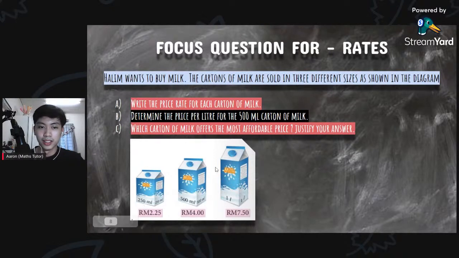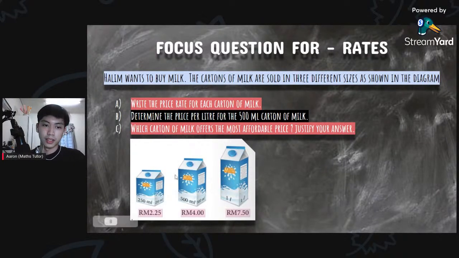If you buy maybe 250 ml, you get a different price. So there are 3 different sizes, 3 different prices, and 3 different volumes. The question asks, write the price rate of each carton of milk. So we can highlight the price rate here. If you want to write the price rate, you need to calculate each and every one. We have 3, so we need to calculate each of the 3 price rates.